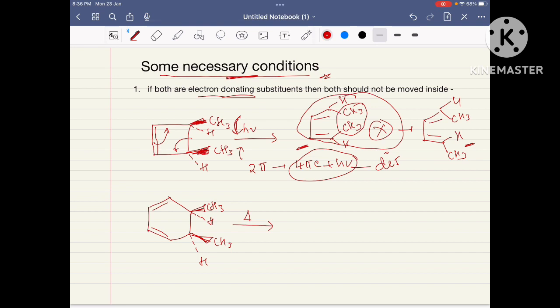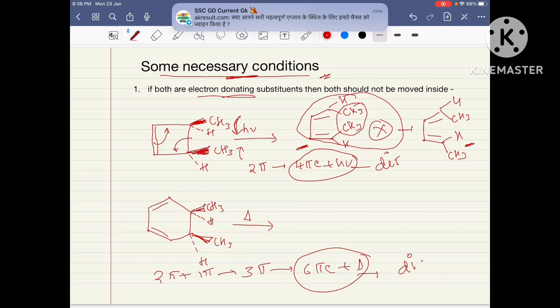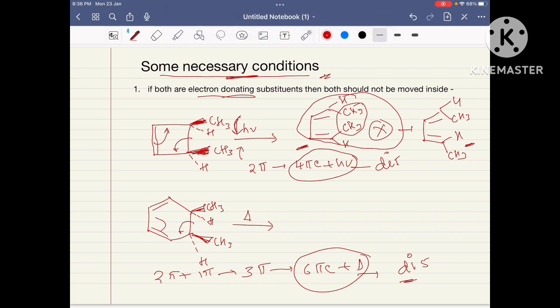We'll apply the same thing here. Here two pi bonds are there. You have to add one pi bond to this one. So totally three pi bonds will be there. So 6 pi electron system plus thermal condition means you have to do the disrotatory. Disrotatory means, first we'll write the basic product here: this will be shifted here, this will be shifted here. So the basic product is here. Disrotatory means you have to either move inside or outside.